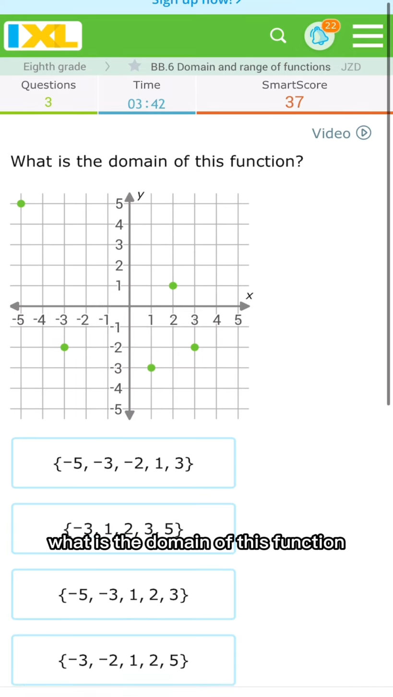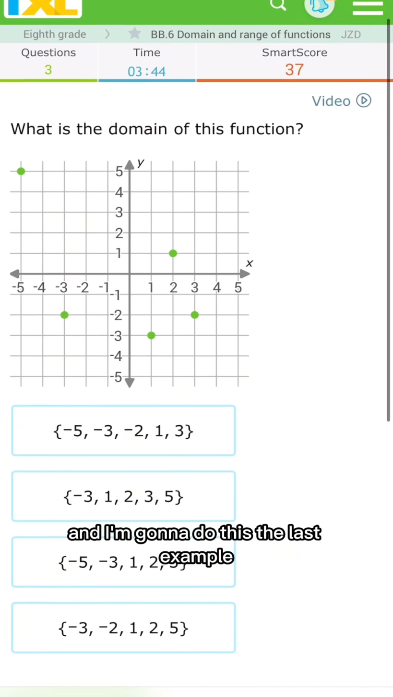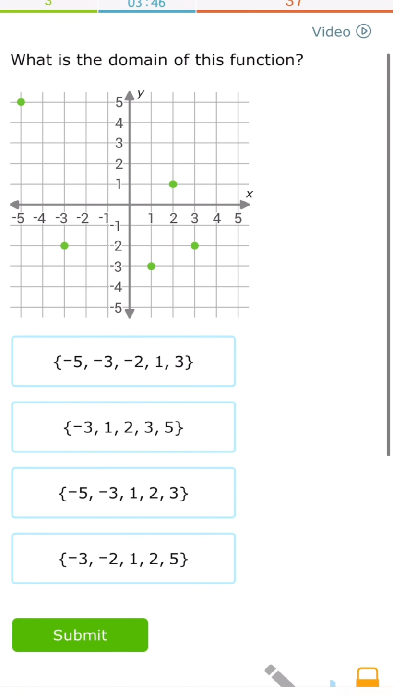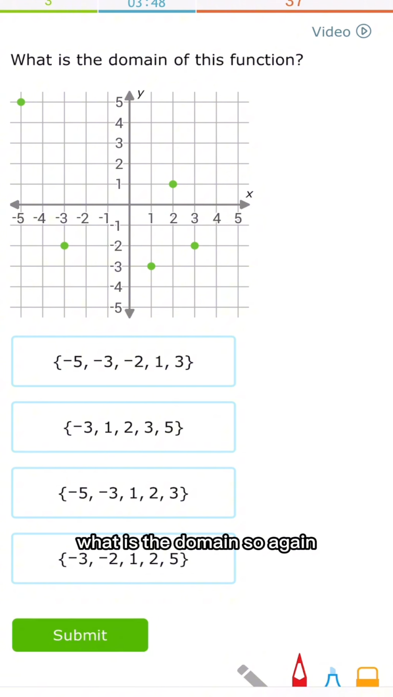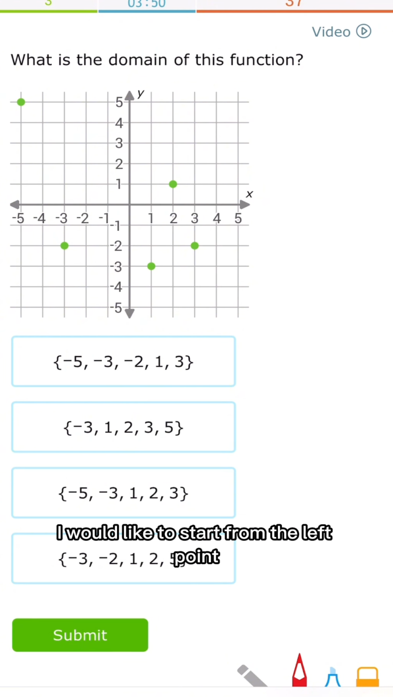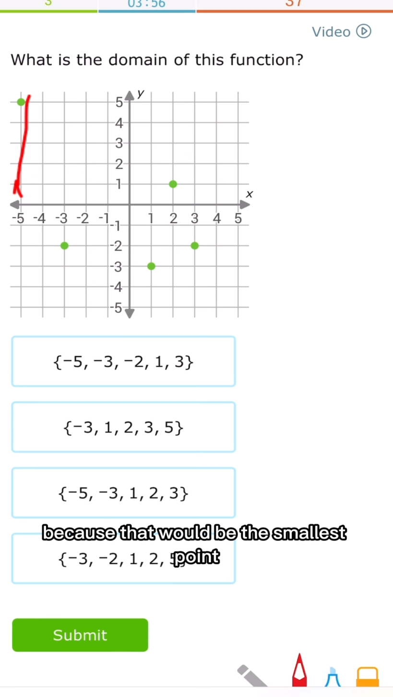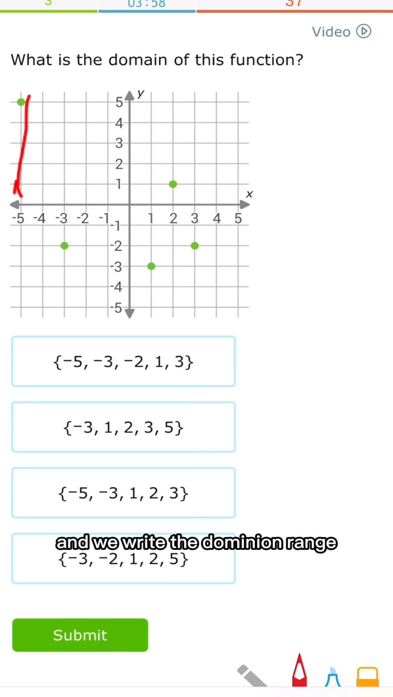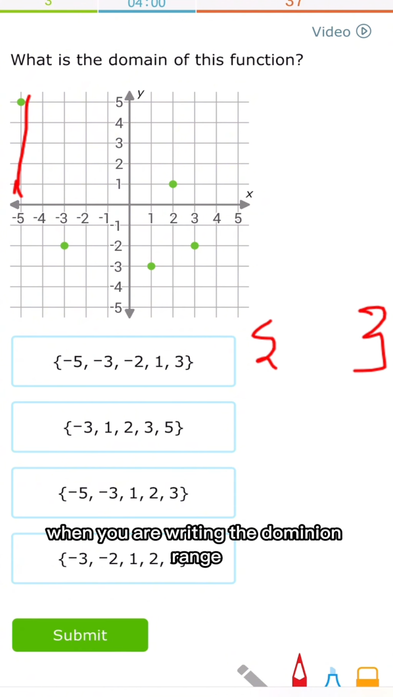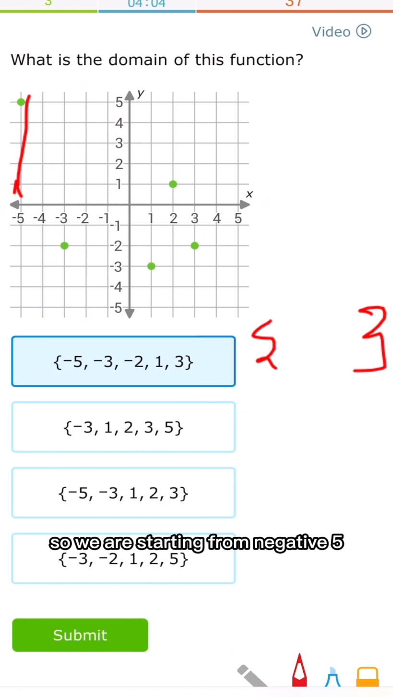What is the domain of this function? And I'm going to do this as the last example. What is the domain? So again, when I'm reading the graph, I would like to start from the leftmost point, because that would be the smallest point, and we write the domain and range. The order matters when you are writing the domain and range. So we are starting from -5.